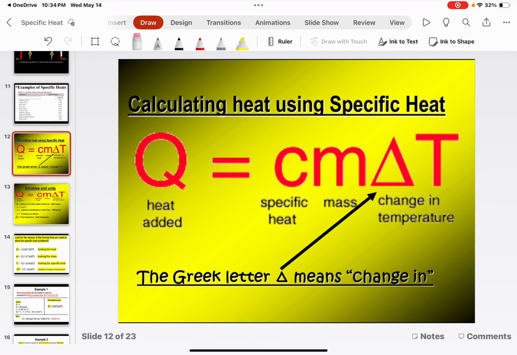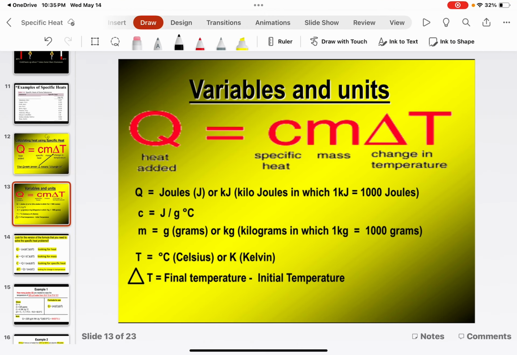The first thing I want you to keep in mind is that the formula is Q, which stands for the heat energy, is equal to C, sometimes you also see it as CP, and that's specific heat times mass times the change in temperature. Okay, so just so you know, and it tells you on the PowerPoint, that little triangle looking thing means change in temperature.